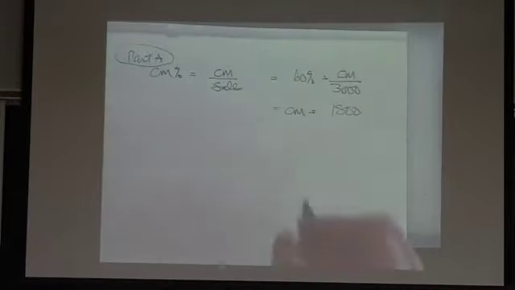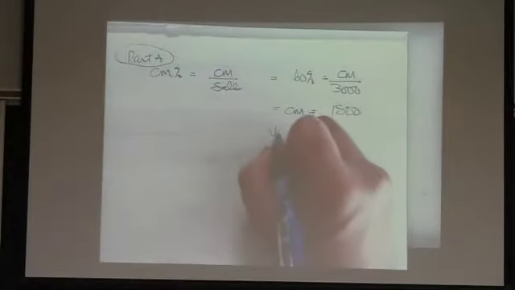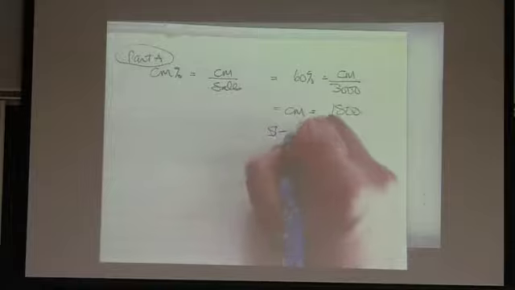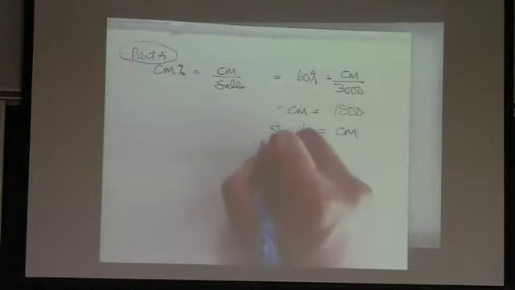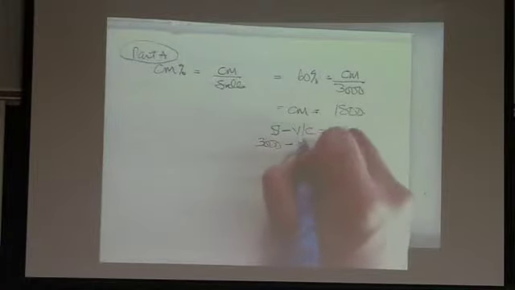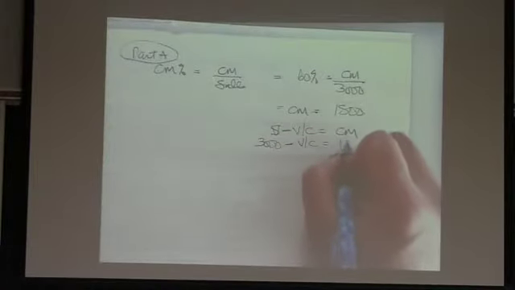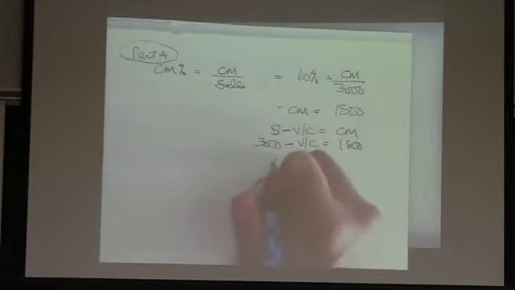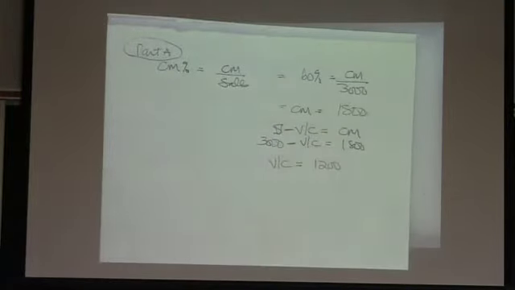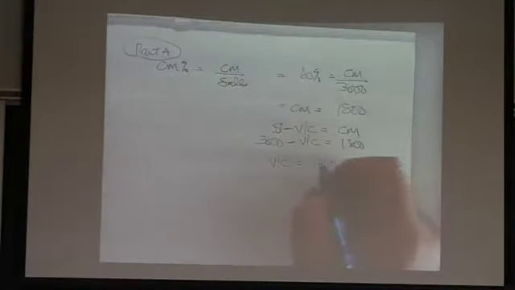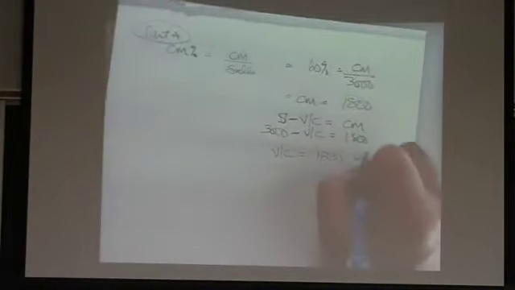So for variable cost, we know that sales minus variable cost gives you contribution margin. So let's plug in what we know. Sales minus variable cost to give you 1,800. So variable cost must be 1,200. So we know what the variable cost is. That's important. That was one of the unknowns.